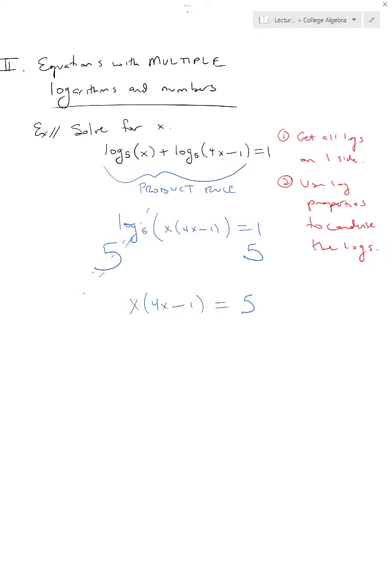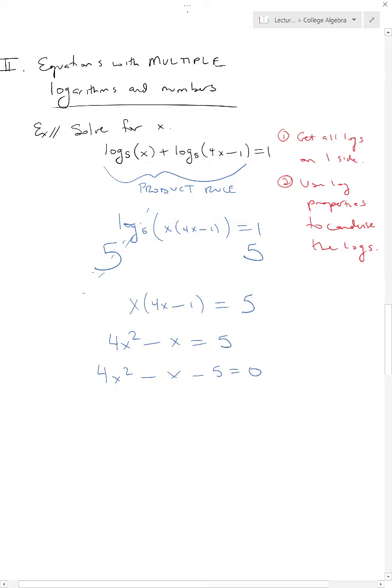And now we're left with a quadratic equation. So when solving a quadratic equation, I have a few steps here. First, I want to expand this, so I would distribute the x in. So we have 4x squared minus x is equal to 5. And then I always want to move all of my terms onto one side so I can set everything equal to 0. So we have 4x squared minus x minus 5 is equal to 0.